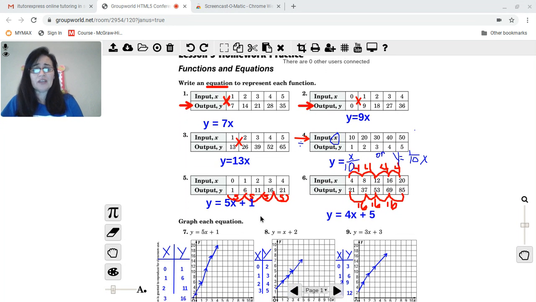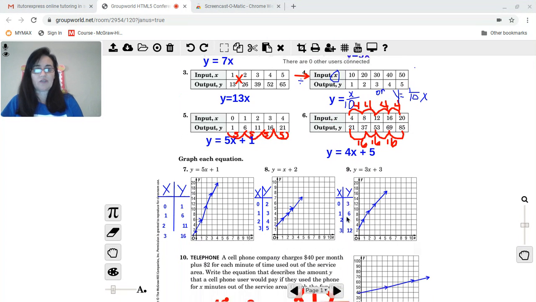Number 5 is 0, 1. So the same. Now here you've got to look and see what's the output sequence. 1 to 6, 6 to 11. It looks like there's a 5 going on there. So y equals 5x plus 1. And we look at the x and the y here for number 6, and we see the numbers are going 5, 9, 13, 17. So it must be by 4 then. So y equals 4x plus 5.